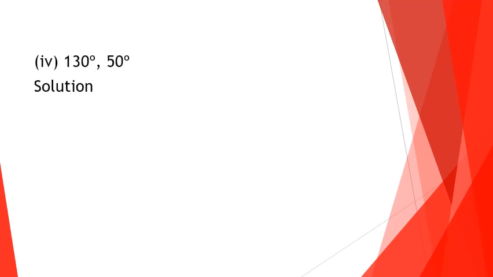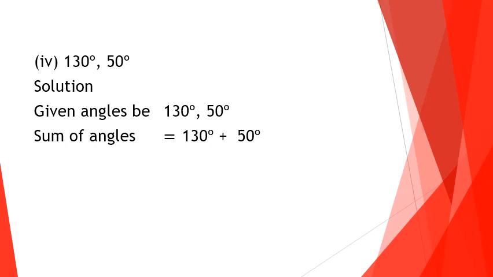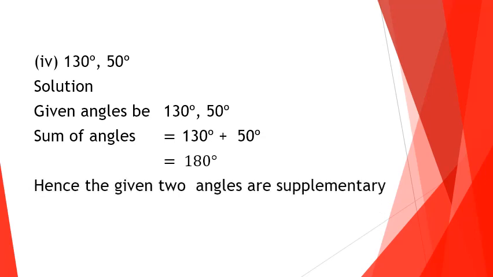Next pair 130 degree and 50 degree. Given angles are 130 degree and 50 degree. Sum of angles equal to 130 plus 50 degree, that is equal to 180 degree. Hence, the given two angles are supplementary.